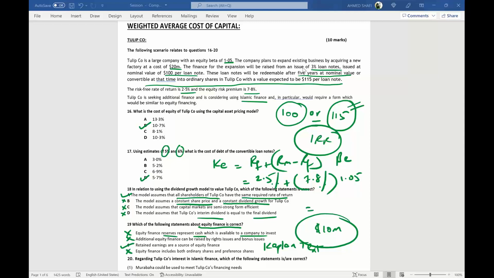DVM assumes a constant growth rate but not the constant share price. That's why B is wrong. No model assumes that interim, half yearly dividend and final dividend are same. Half yearly dividend, final dividend can be different. D is also wrong. No model assumes that markets are semi-strong form, weak form, efficient. So this is also wrong. That's why A. And obviously A is more common sense. A model assumes all shareholders have same return, because if you are a shareholder, I am the shareholder, we both must get same return. Company cannot pay separate returns to each of us.